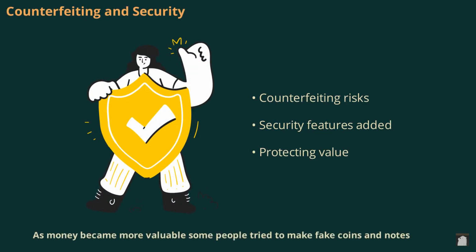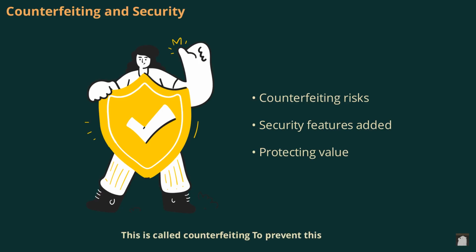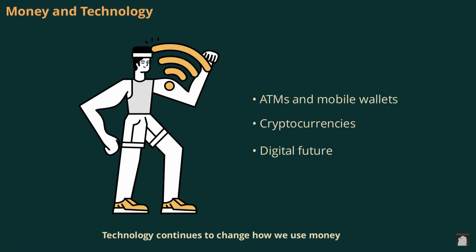As money became more valuable, some people tried to make fake coins and notes. This is called counterfeiting. To prevent this, governments added special features to money like watermarks and holograms to keep it secure. Technology continues to change how we use money.